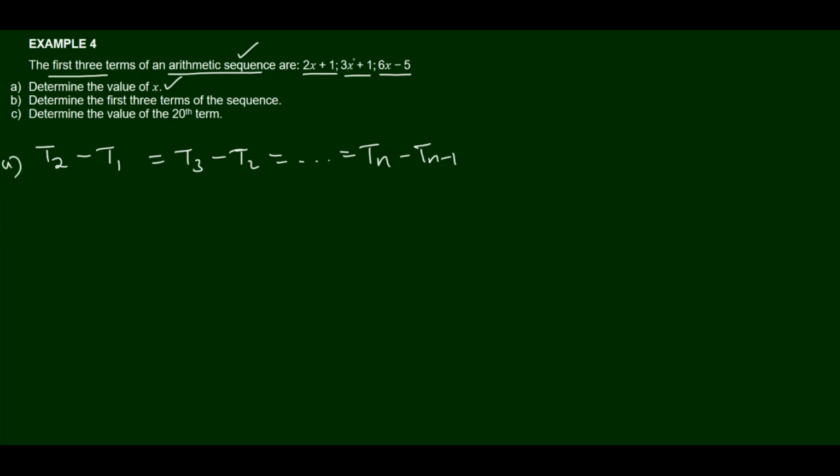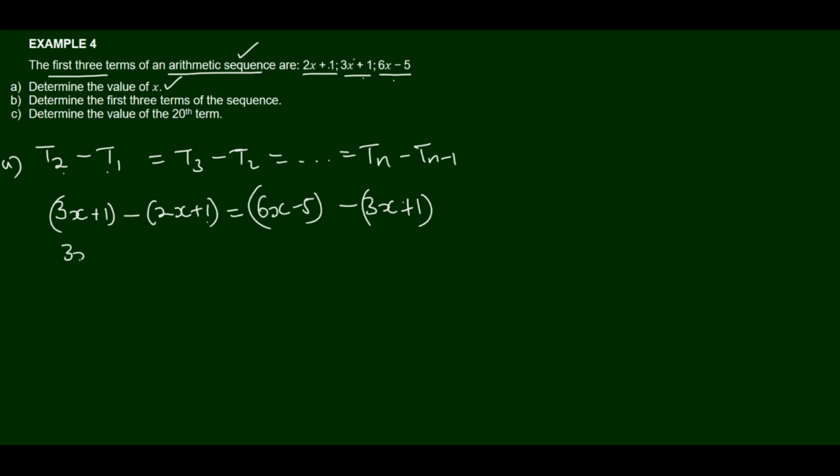So our t2 is 3x plus 1, and then t1 is 2x plus 1. So let's subtract this. It's going to be 3x plus 1, just put your terms in brackets, then minus 2x plus 1. This is t2 minus t1 is equal to t3 minus t2, which is 6x minus 5 minus 3x plus 1. And then after this, we have to remove the brackets.